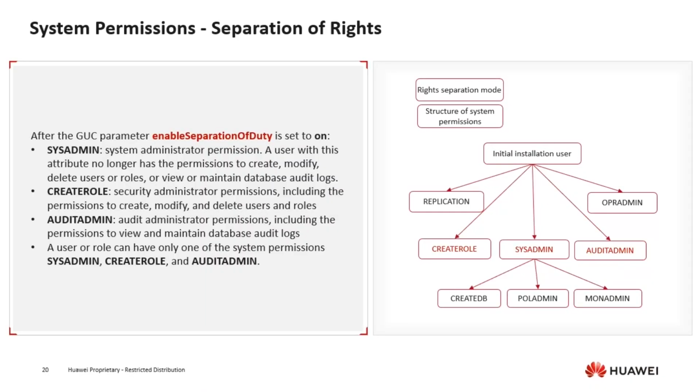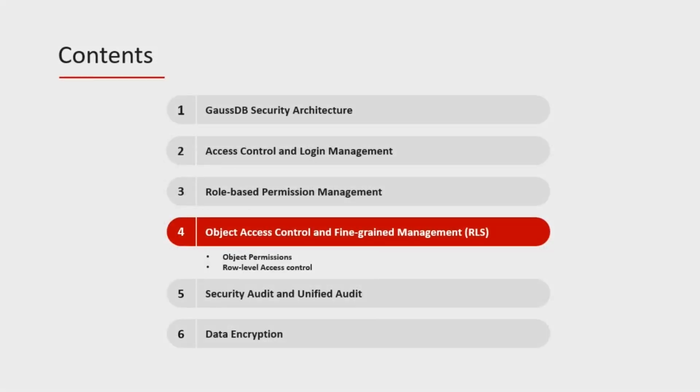Additionally, GaussDB offers the option of a separation of duties for enhanced control and security. Under these three role separation models, the system administrator role is no longer granted the privilege to create, modify, or delete user accounts and roles. Furthermore, the system administrator does not retain the ability to view or maintain database audit logs. Through this reasonable segregation of privilege, the overall security posture of the database can be significantly enhanced.